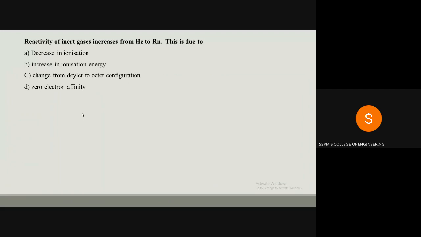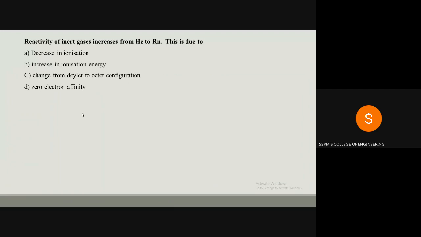Then, reactivity of inert gases increases from helium to radon. This is due to decrease in ionization energy, change from duplet to octet configuration, and zero electron affinity. Ionization energy decreases when we go down the group. The question asked helium to radon, not radon to helium.